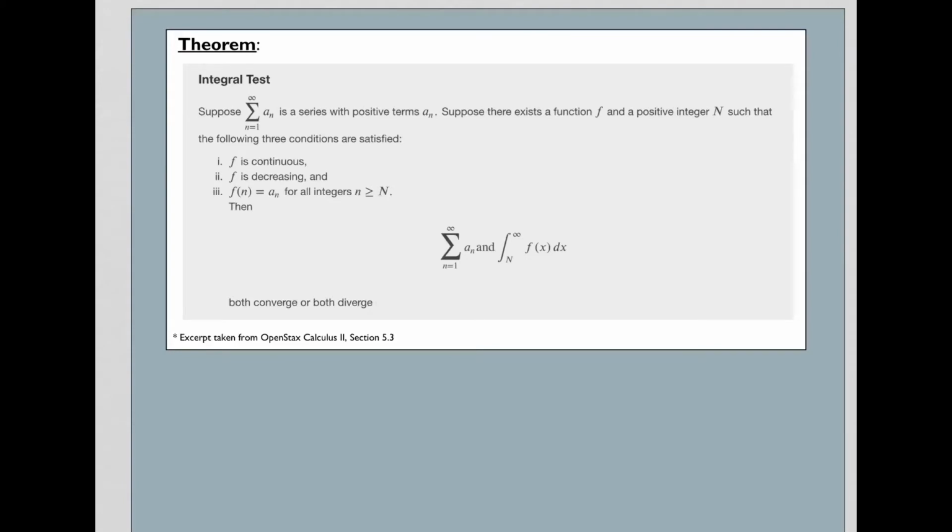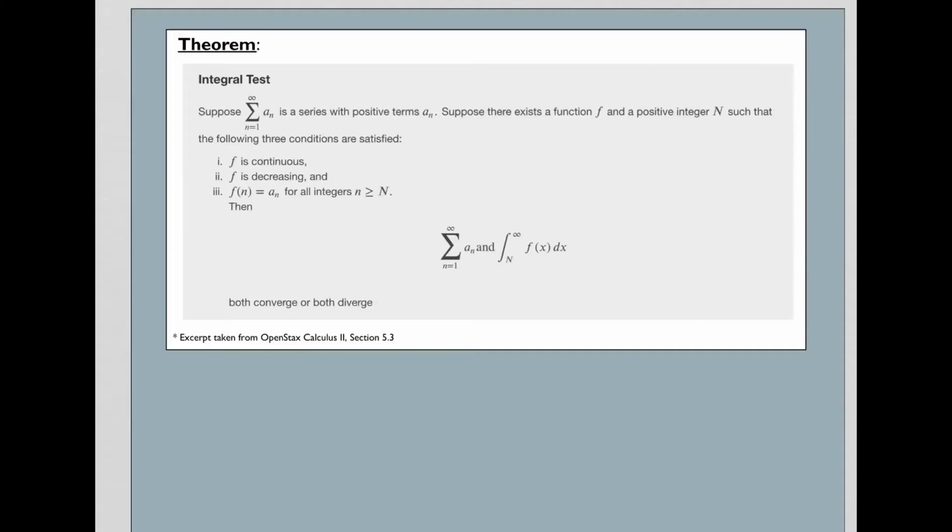The integral test states that suppose we have an infinite series with positive terms, and suppose there exists a function f and a positive integer capital N such that the following three conditions are satisfied. Number 1, f is a continuous function. Number 2, f is decreasing. And number 3, f of n equals a sub n for all integers n greater than or equal to capital N, meaning f is a function that directly corresponds to the terms in the infinite series.